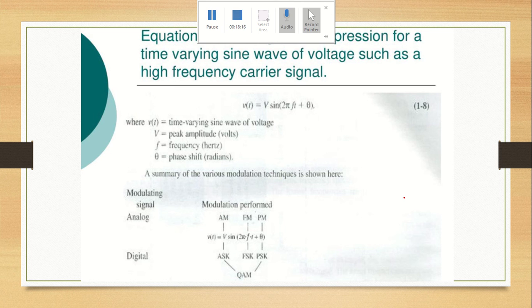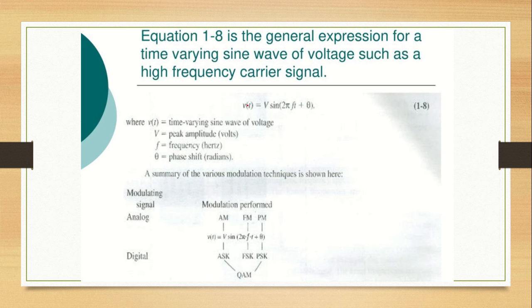So we have here an equation from our reference book. This is v(t) = V sin(2πft + θ). Here v(t) is the time-varying sine wave voltage, meaning it rises or goes down with respect to time. So it varies, it's sinusoidal, it's analog. V is the peak amplitude, the unit is volts. F is the frequency, the unit is hertz. Theta is the phase shift, the unit is radians, that is the phase shift angle.